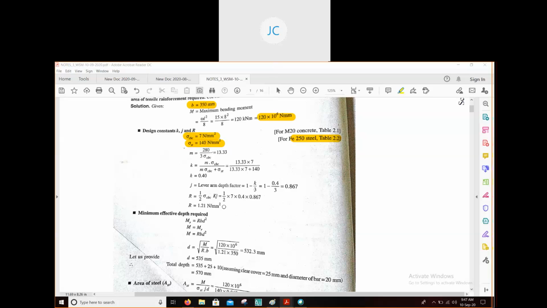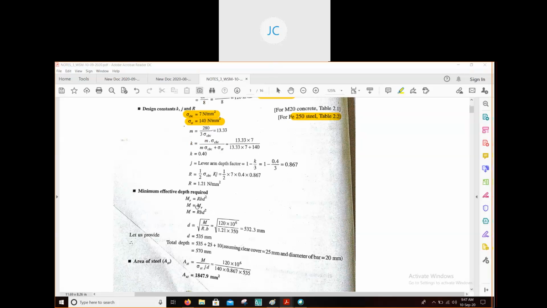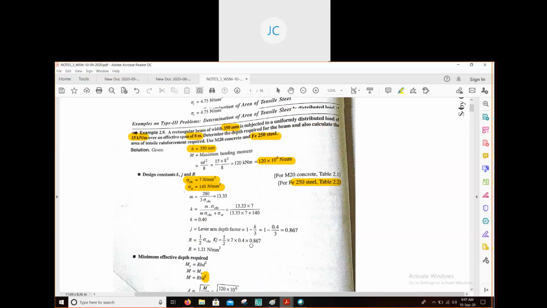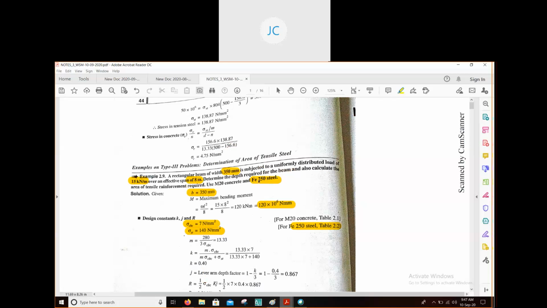If you put the value here, M is 120 into 10 to the power 6. We know the value of R, which is 1.21. We know the value of B. Our aim is to find out the value of D. I hope all of you can find out the value of D from this formula. Now we have got the value of D is 532.3, which is difficult to provide. So let us assume that we are providing 535 millimeter effective depth.